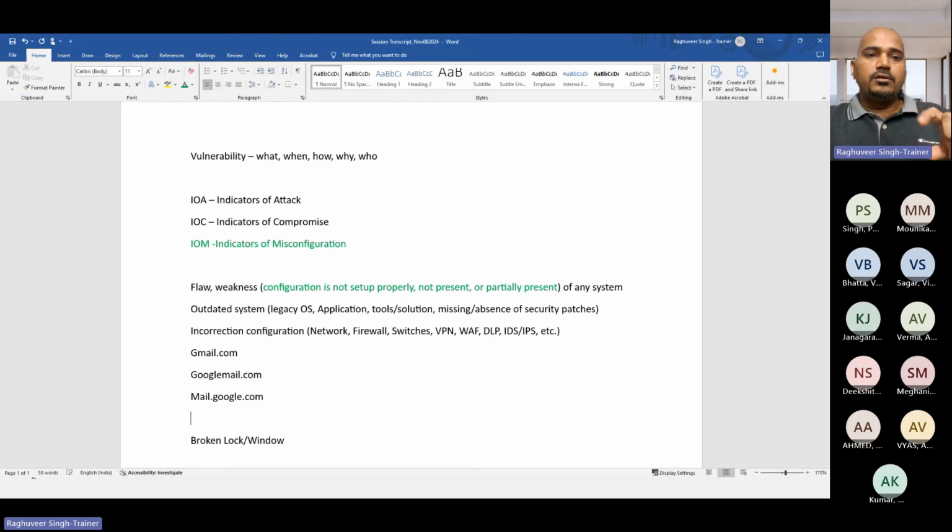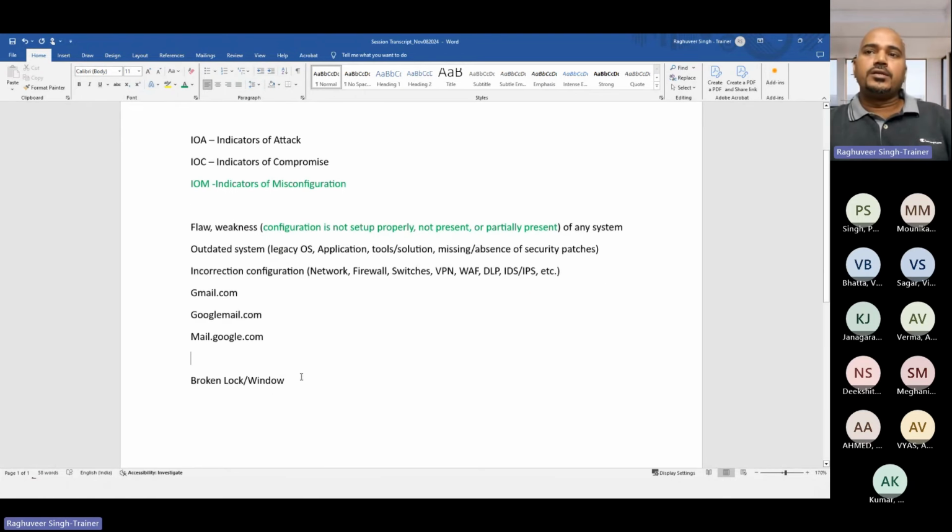We call it VAPT, Vulnerability Assessment and Penetration Testing. This used to be the terminology. Then VAPT got converted into red teaming, blue teaming, green teaming, white teaming, whatever you call it. And then vulnerability assessment became vulnerability management. They broke it down into two pieces and two separate teams were formed. So that's what vulnerability is.